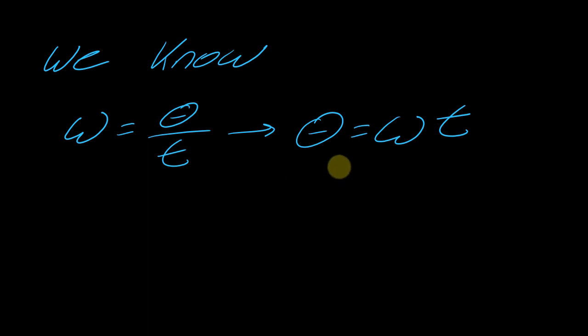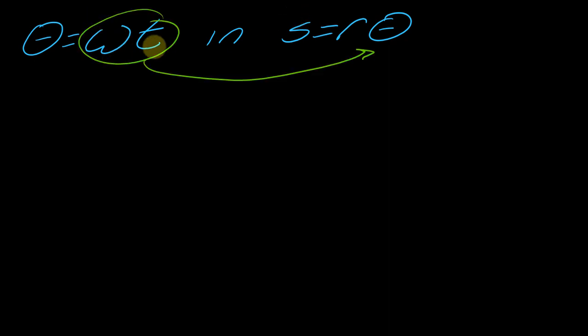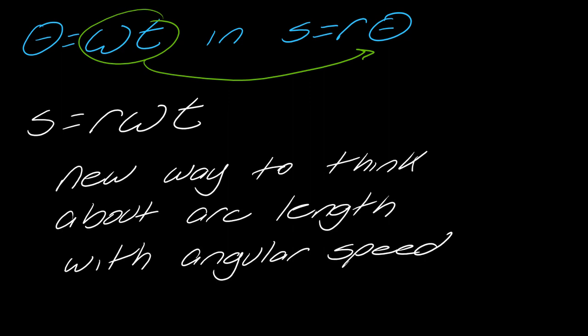So I could actually rearrange this like we just did, right? Theta equals omega times T. Okay, so let's play around with this a little bit. What if I took this theta and replaced it into my arc length formula? So I'm going to take this part here and substitute it into my theta. So I get this new formula now for arc length, R times omega times T. It's just a new way to think about arc length, and we're bringing angular speed into it.